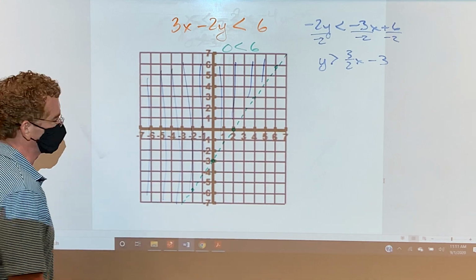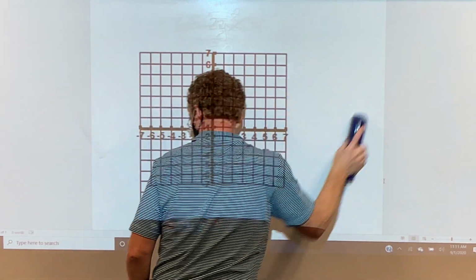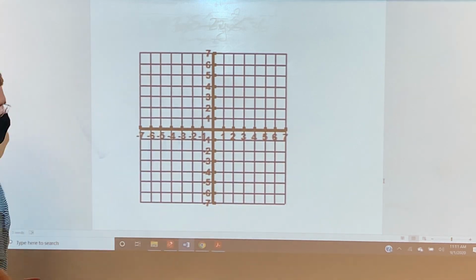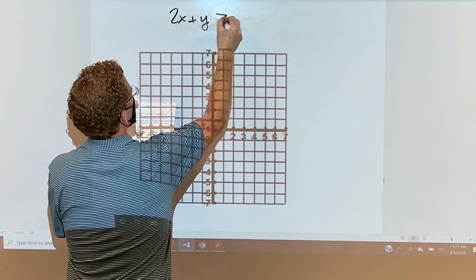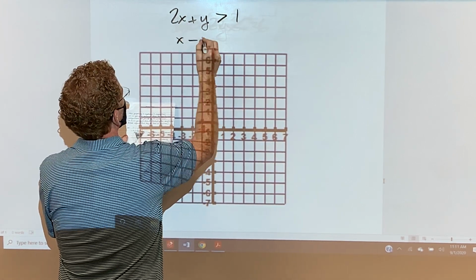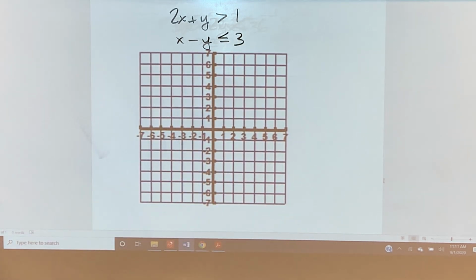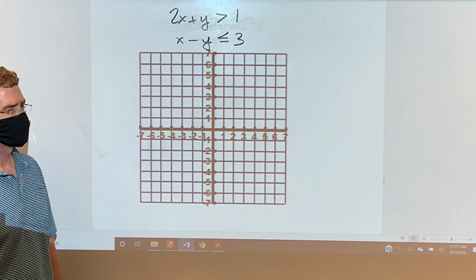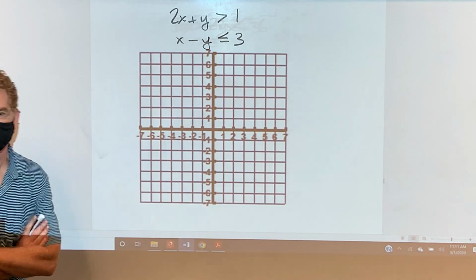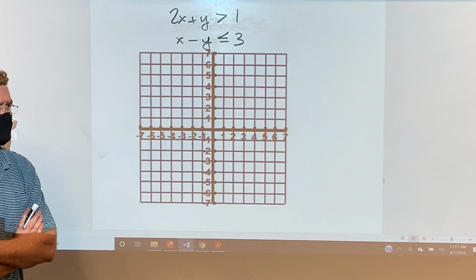All right, here we go. So, graph the system. Now I want the graph. So, anybody got any ideas? Y'all remember doing these?